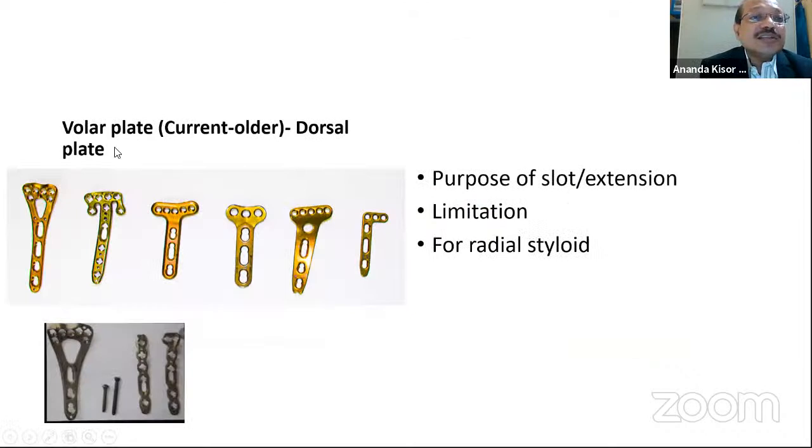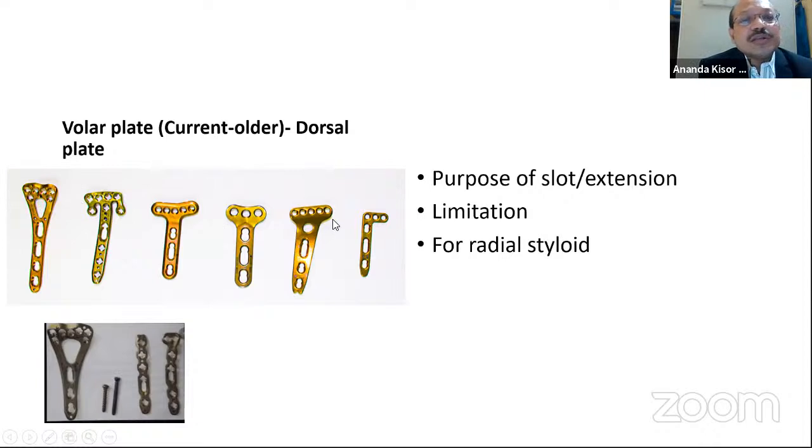Now this is the distal radial volar plate. This is the current one. This is the older one, because there is a notion that there are several other fragments to be fixed with this, so that is why these projections are applied. But this is the very old one. This is the new one.